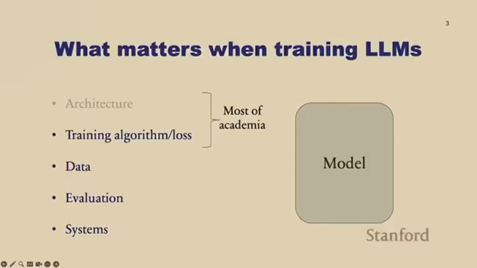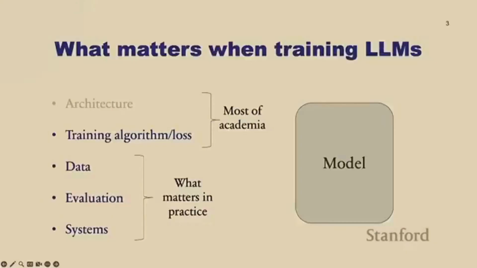Another thing to say is that most of academia actually focuses on architecture and training algorithm and losses. As academics, and I've done that for a big part of my career, we like thinking that we make new architectures, new models, and it seems like it's very important. But in reality, honestly, what matters in practice is mostly the 3 other topics: data, evaluation, and systems, which is what most of industry actually focuses on. So that's also one of the reasons why I don't want to talk too much about the architecture, because really the rest is super important.